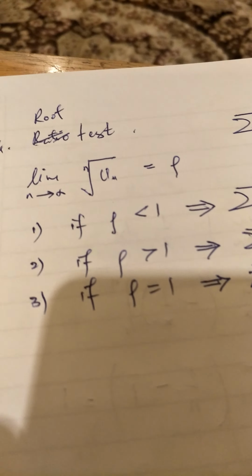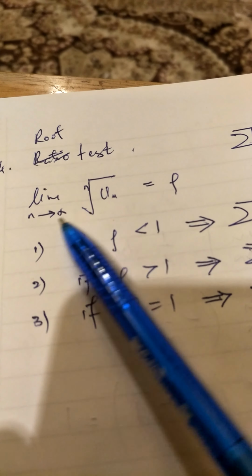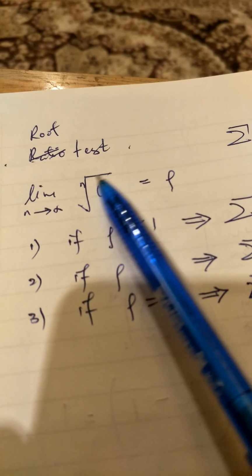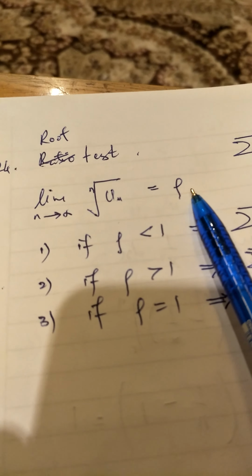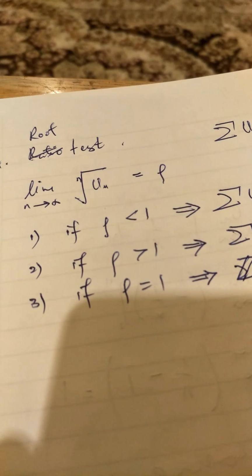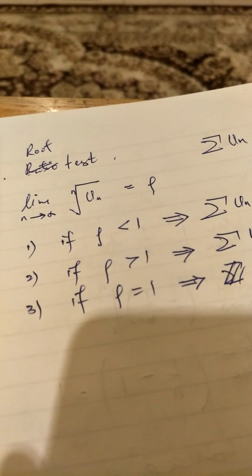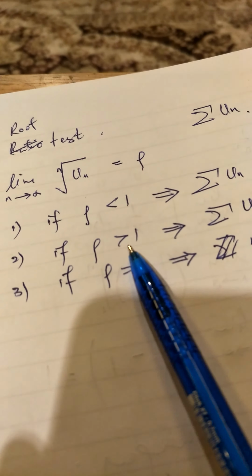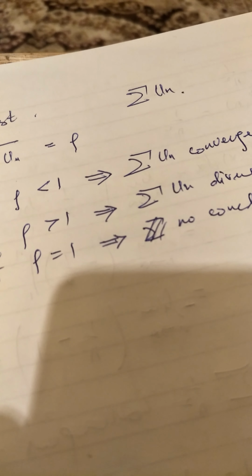Now look at this test, the root test. The definition is that the limit of the nth root of un, if you take that limit, is equal to something, rho. Then if rho is less than 1, the series converges. If rho is greater than 1, it might go to infinity, rho could go to infinity, then the series diverges. And if rho equals 1, then again no conclusion can be made. Okay, I'll give you some examples.